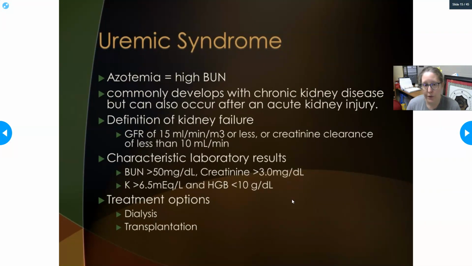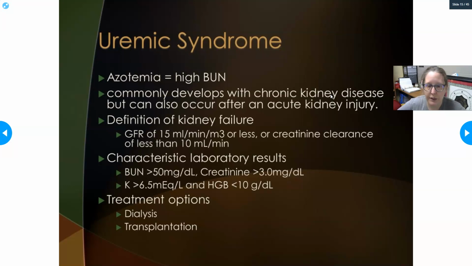So let's start with the first of the pathologies we're going to look at. The first one is uremic syndrome. In uremic syndrome, you see azotemia, meaning a really high blood urea nitrogen. This commonly develops with chronic kidney disease, but can also occur after an acute kidney injury. It can be considered a form of kidney failure.